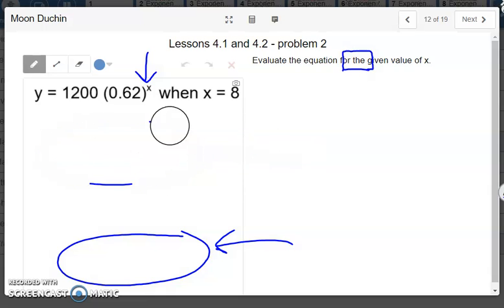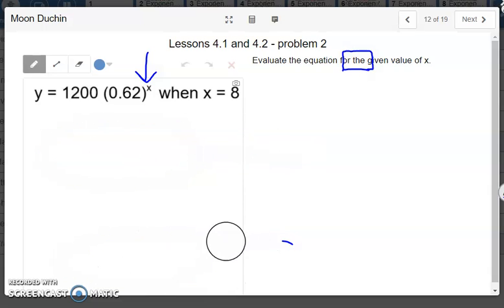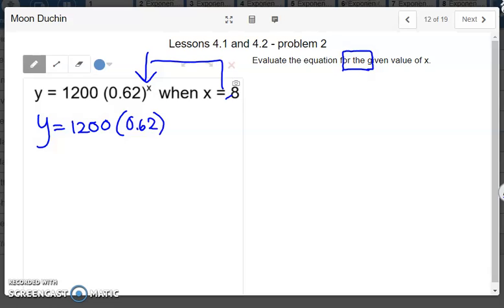The next problem, we are given the value of x, and we're being asked to figure out the final answer. So this basically is a substitution problem, and then simplifying for y. So y is equal to 1200 times 0.62, and x is 8. So that means the x, I'm going to raise it to the 8th power.